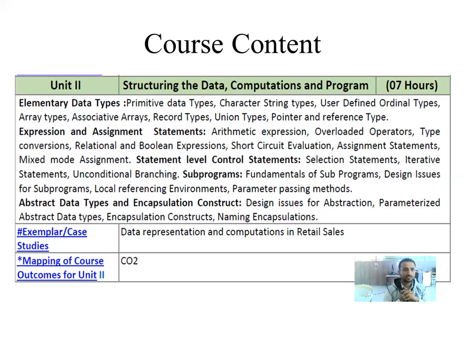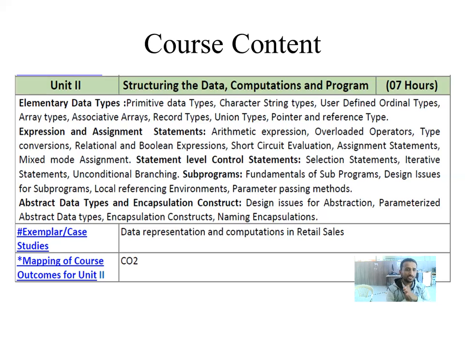Then the last part of this second unit, that is abstract data types and encapsulation constructs. To discuss this topic, we are going to have the design issues of abstraction, parameterized abstract data types, encapsulation constructs, and naming encapsulations. All these things we are going to learn under this second unit, to achieve our second course outcome.